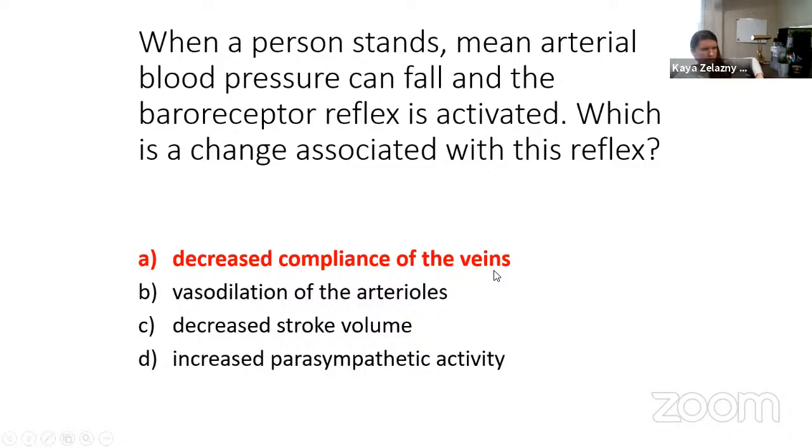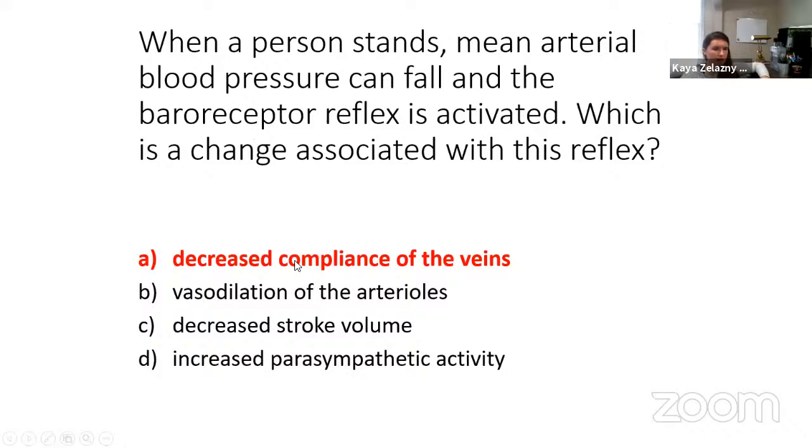So about half-ish of you chose this one. So I am going to quickly run through why this is. What we're saying here is a person is standing up. Gravity can be pulling on the blood, pulling it to the floor, dropping blood pressure in most of the body. This would activate our baroreceptor reflex, which is those pressure receptors in the aorta and in the carotid sinus. So what we're looking for are changes that are part of the baroreceptor reflex, so that are part of the correction for this drop in blood pressure.